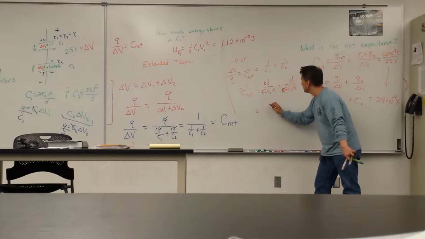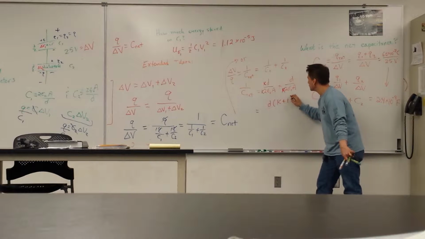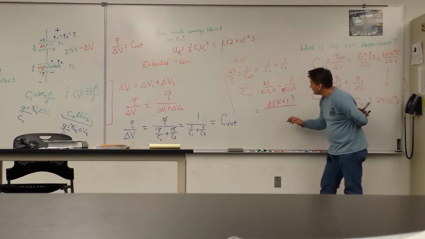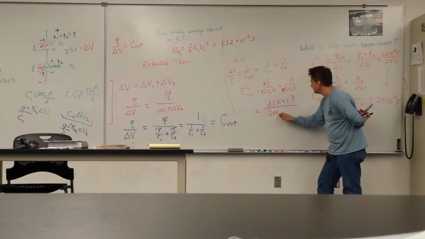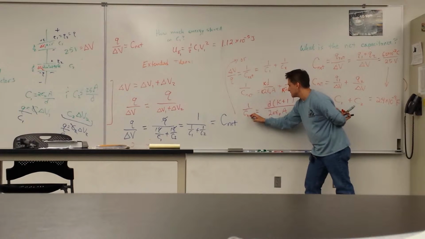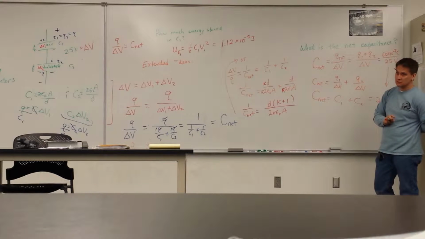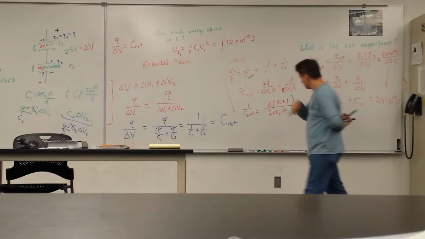It would be D times kappa plus 1, divided by 2 kappa epsilon naught A. And this would be the inverse of the capacitance, of the net capacitance.